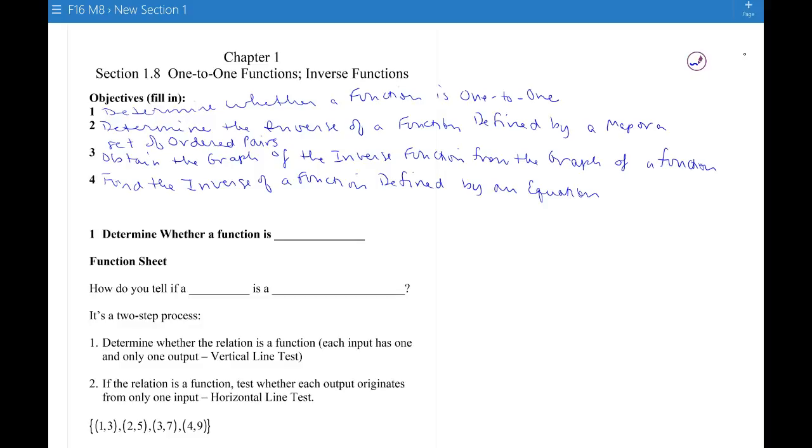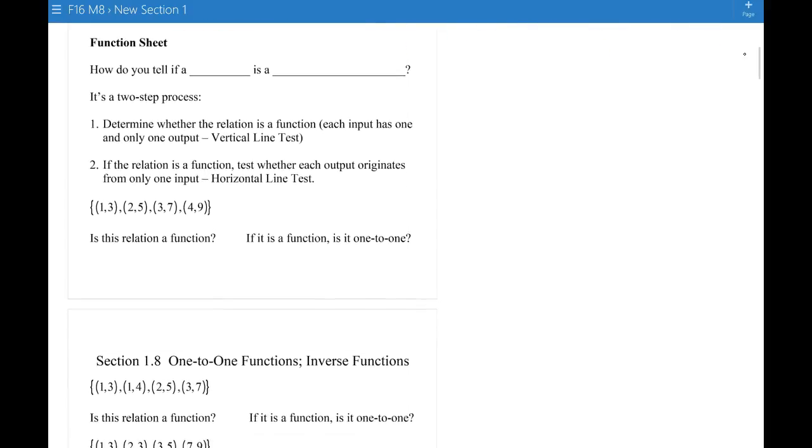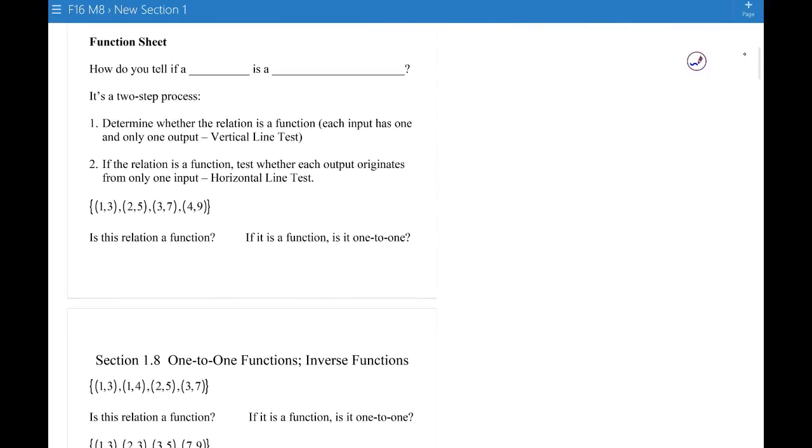So number 1 is determine whether a function is one-to-one. And hopefully you read the instructions on the last page of the first exam you just took, where it said on the matching, it's not necessarily a one-to-one correspondence. There could be more than one thing that matches to more than one thing. So I'll have a function sheet that I'll hand out to you in class, and we'll talk about how we tell if a relation is a function, and we'll look at a lot of examples because I think that's the best way to get the idea.